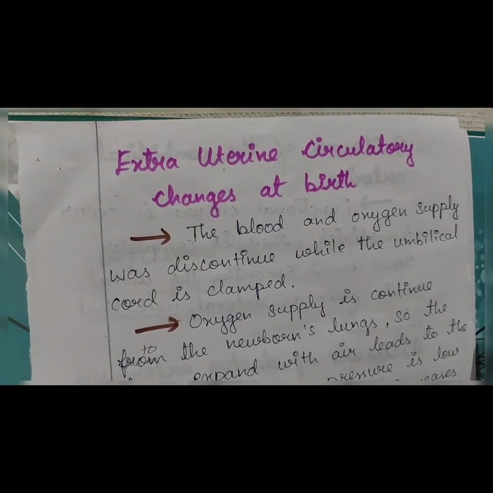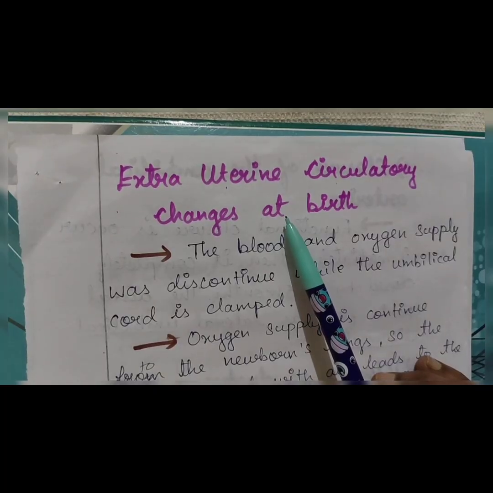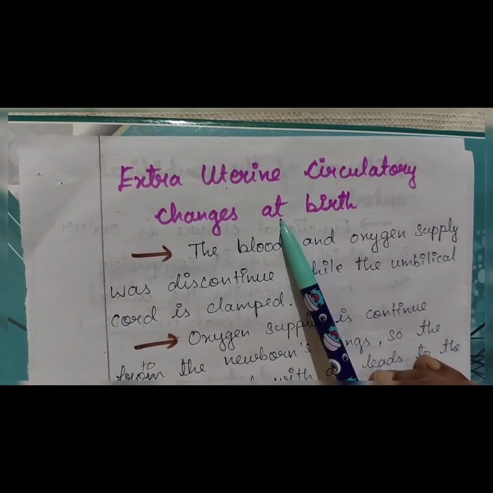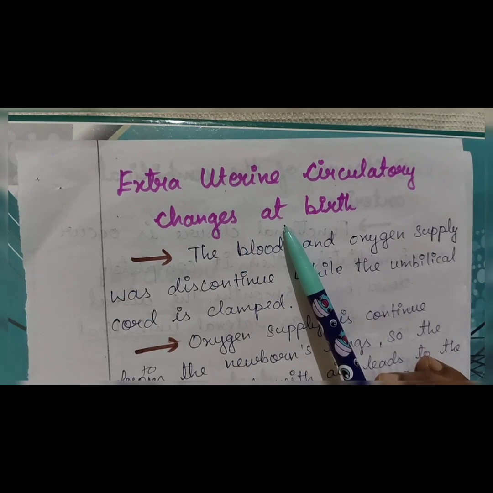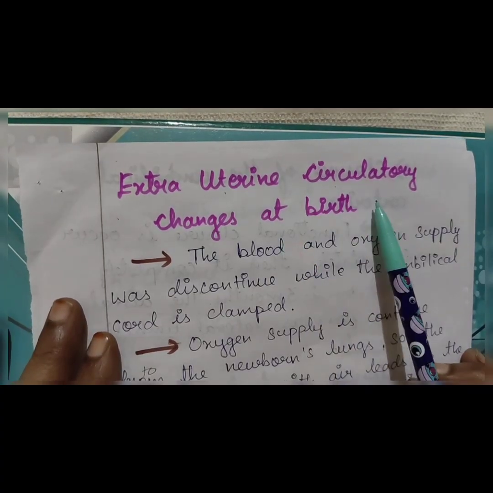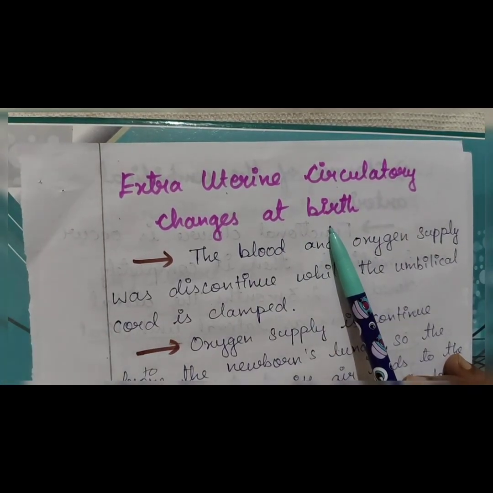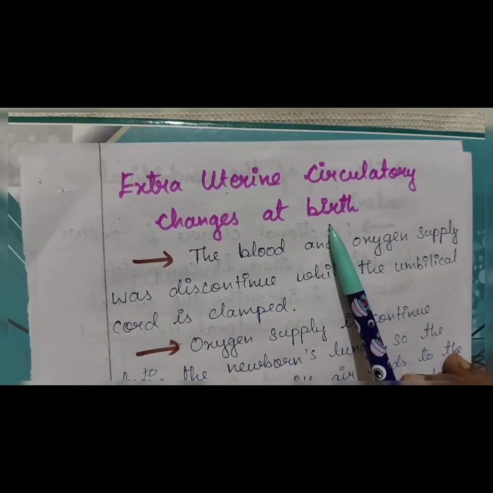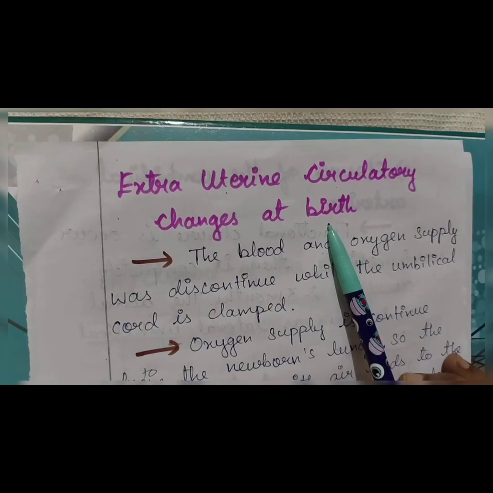Now we'll see that previously we saw fetal circulation, how it happens inside the uterus. Blood circulation is present in the fetus, not in the baby. After delivery, when the baby comes outside of the womb, only then can we say that it is a baby. So now we'll see the extrauterine circulatory changes at birth. After the delivery of the baby, what changes occur in the blood circulation, that we'll see now.